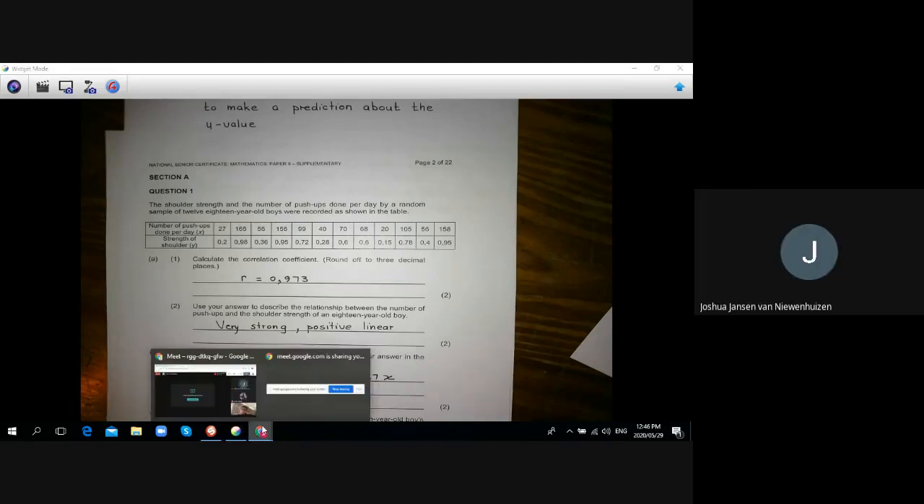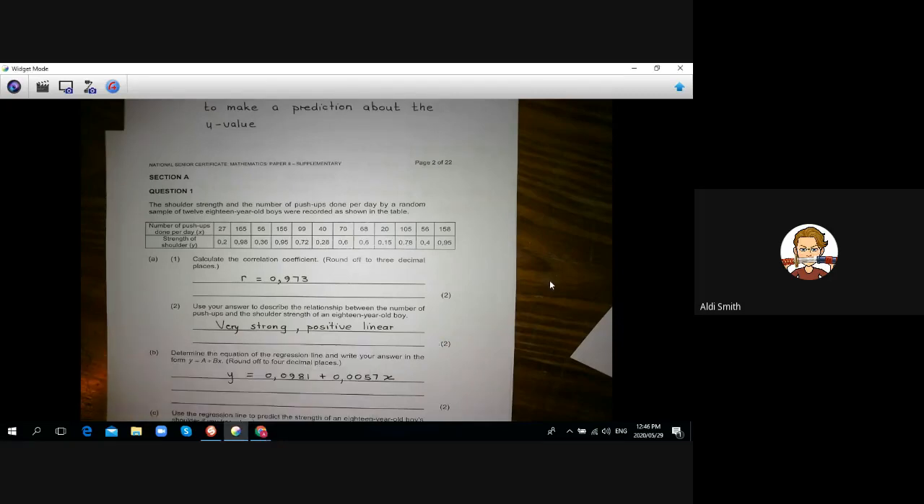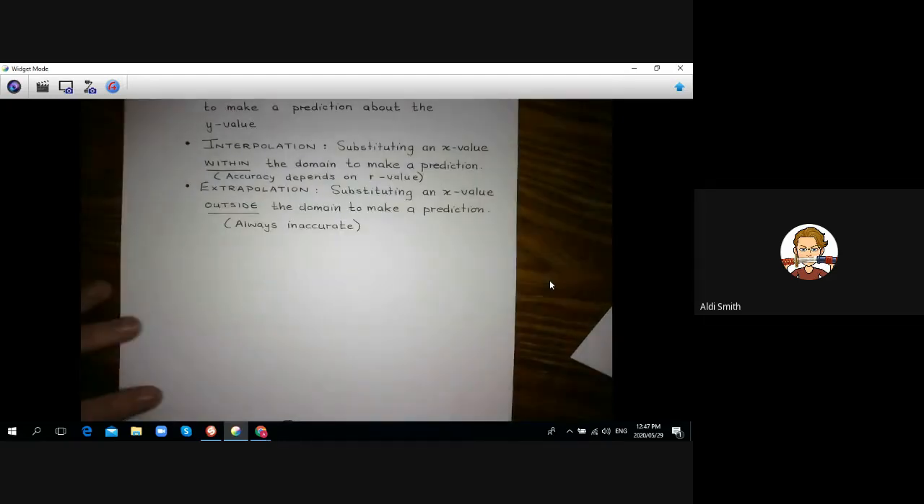Have I lost... Extrapolation. Thank you. It's extrapolation. And people, extrapolation is always inaccurate. Always. It doesn't matter how strong that correlation coefficient is. Extrapolation is always, always inaccurate. Let me explain to you why extrapolation is always inaccurate.